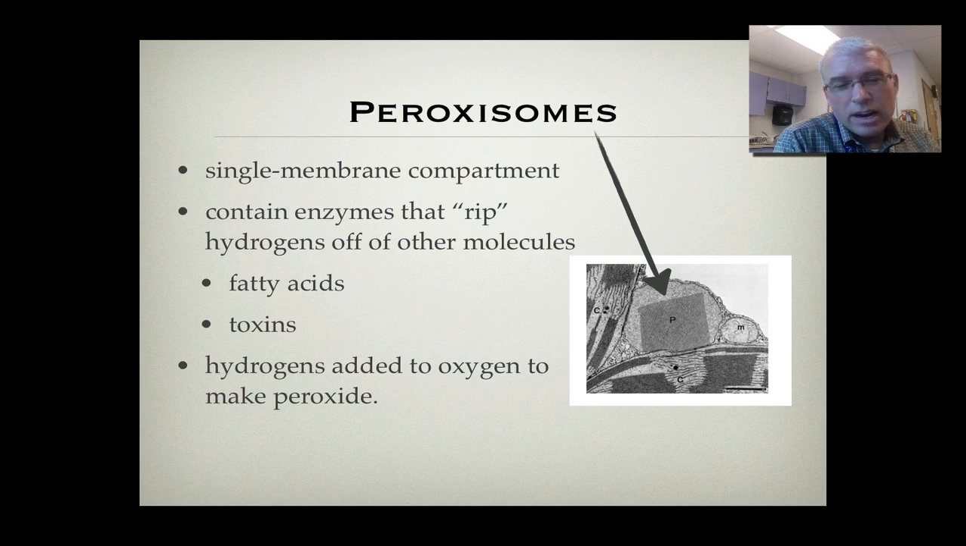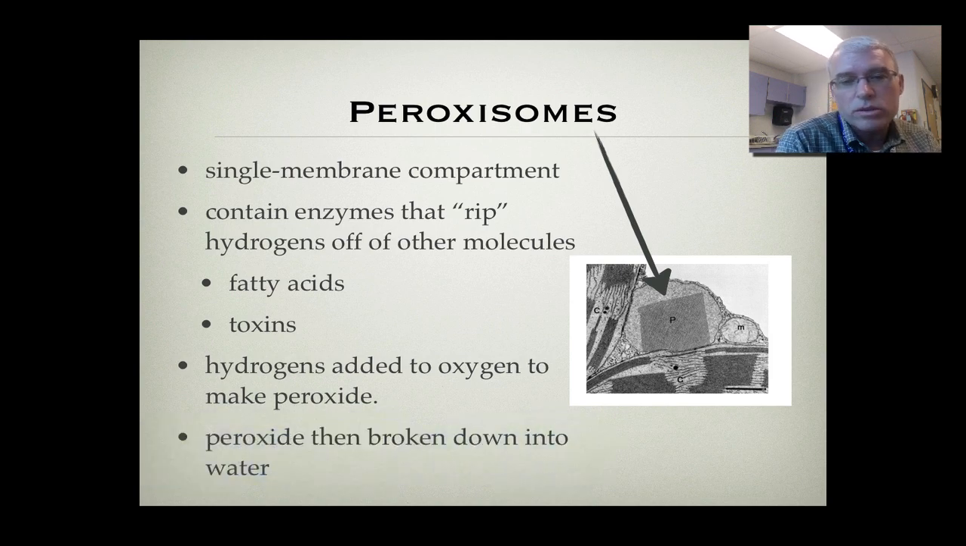These hydrogens that are removed are then added to oxygen to make a kind of dangerous molecule called hydrogen peroxide. And peroxide is something that cells don't need a lot of floating around. So another job of the peroxisome is to then break the peroxide down into water, which of course is harmless.